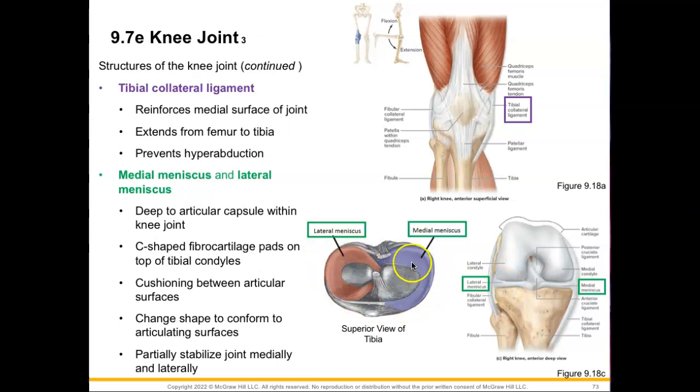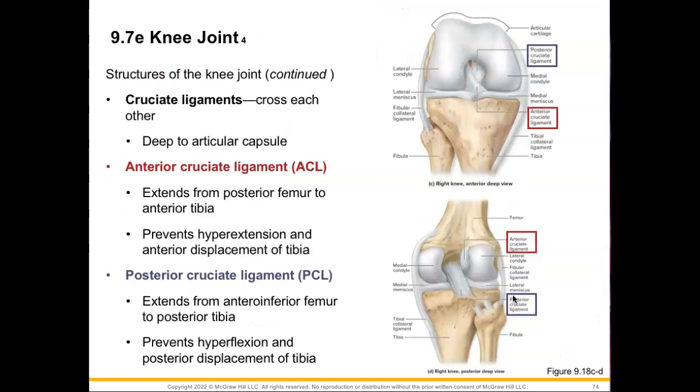And if you look at the superior view of the tibia, so basically we took this femur out of the way and cut these ACL and PCL ligaments, which you see over there, we see that our menisci have a C-shaped fibrocartilage pad on top of those tibial condyles. And this helps to cushion between our articulating surfaces of the femur and the tibia. We'll see that it changes shape to conform to that articulating surface, and it's partially going to work to stabilize the joint medially and laterally.